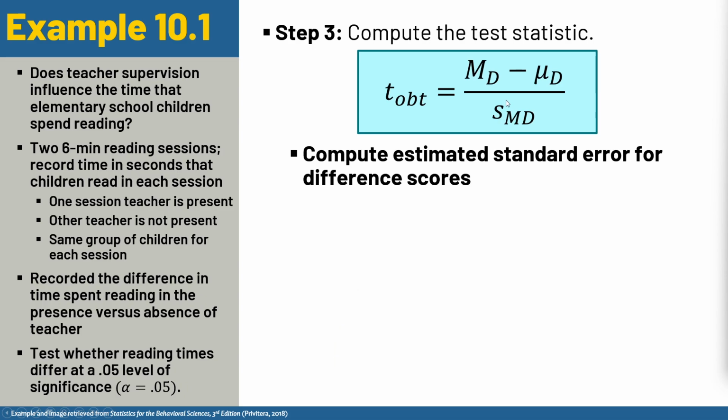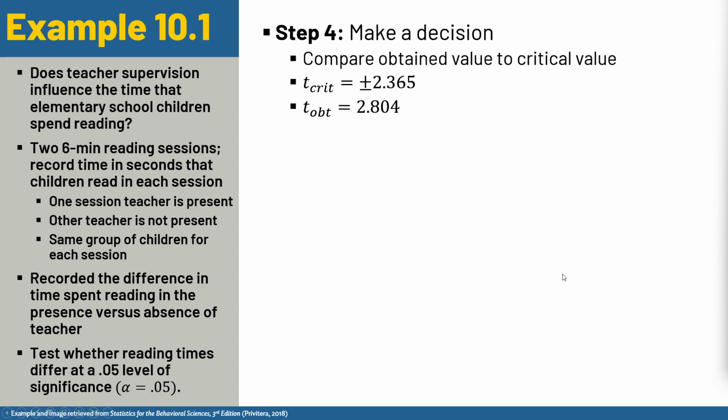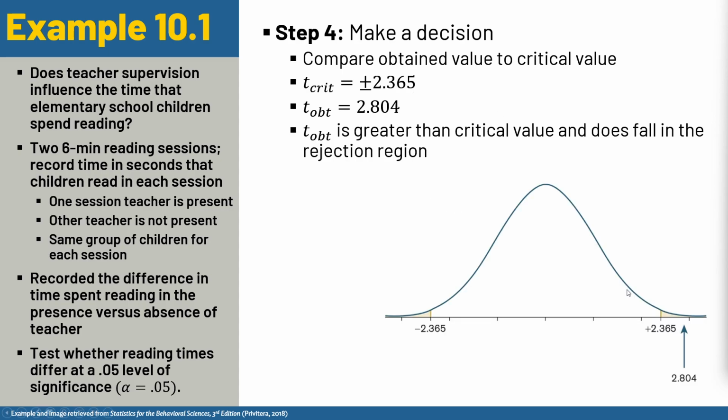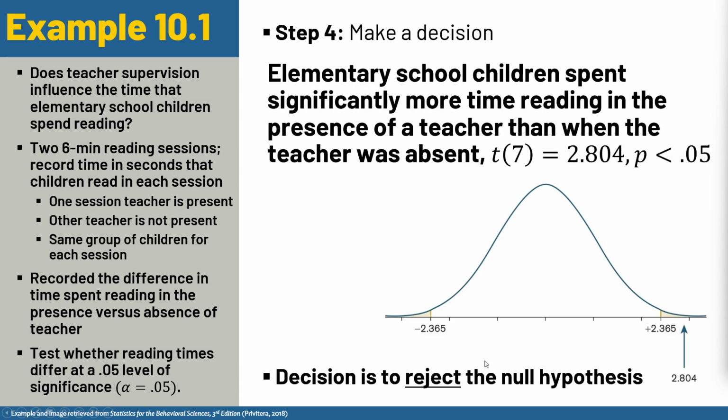Now we need to calculate our denominator, the estimated standard error for difference scores. We plug in our values for standard deviation and our sample size, our sample of difference scores, and then we plug it all in and get our obtained t. We make a decision, we compare the two. 2.804 is bigger than the critical value, so it's going to be in our rejection region. We're going to reject the null hypothesis, and we can say that elementary school children spent significantly more time reading in the presence of a teacher than when the teacher was absent.